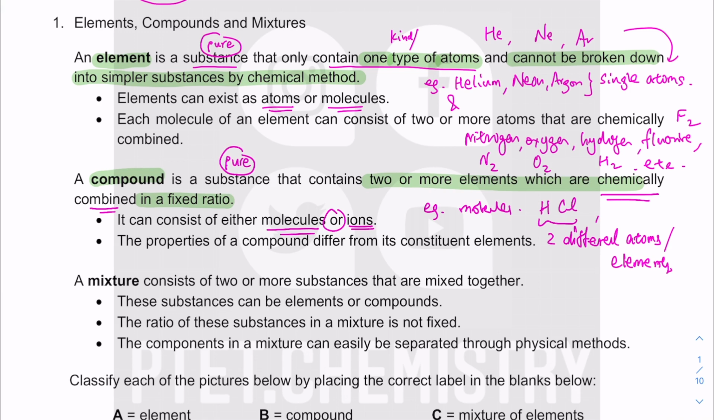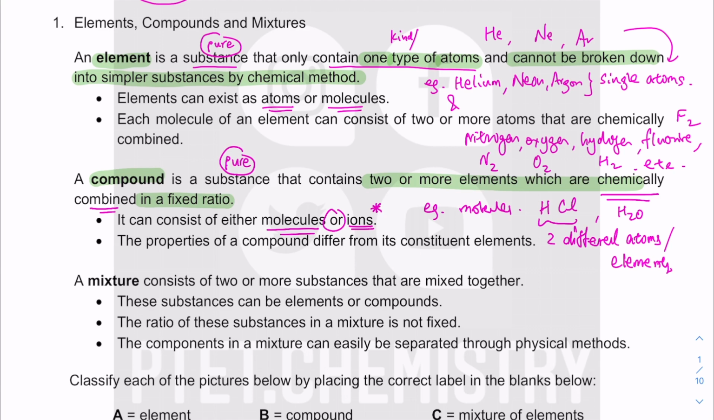What else can you have? You can have H2O. H2O is also two different kinds of elements, hydrogen and oxygen. But here there are two hydrogen atoms and one oxygen atom. So 2:1 fixed ratio. They also talk about this thing called ions, and I'll deal more with ions in the next subtopic, when we will start talking about ions. For now, you can just believe me that it's not atoms, it's molecules or ions.